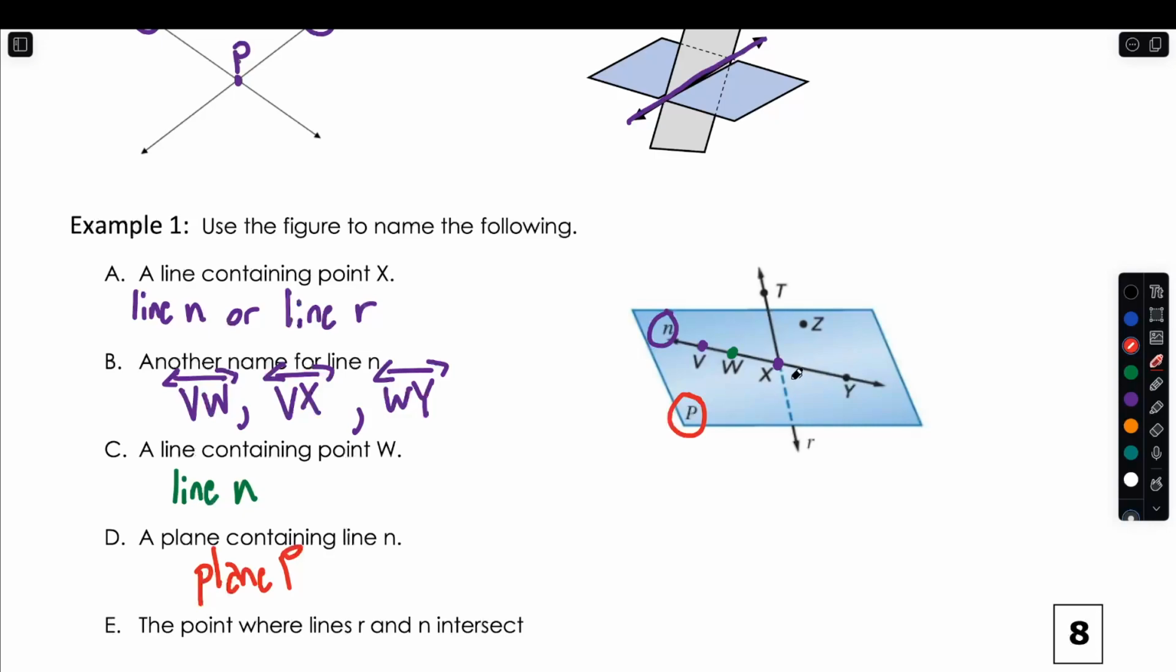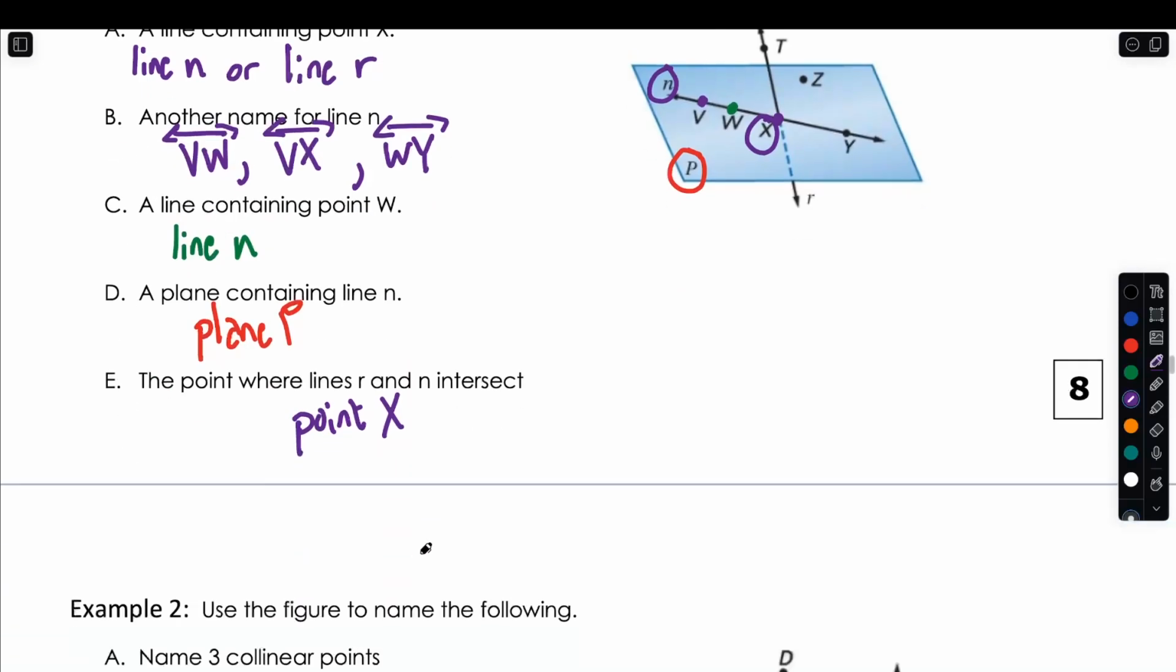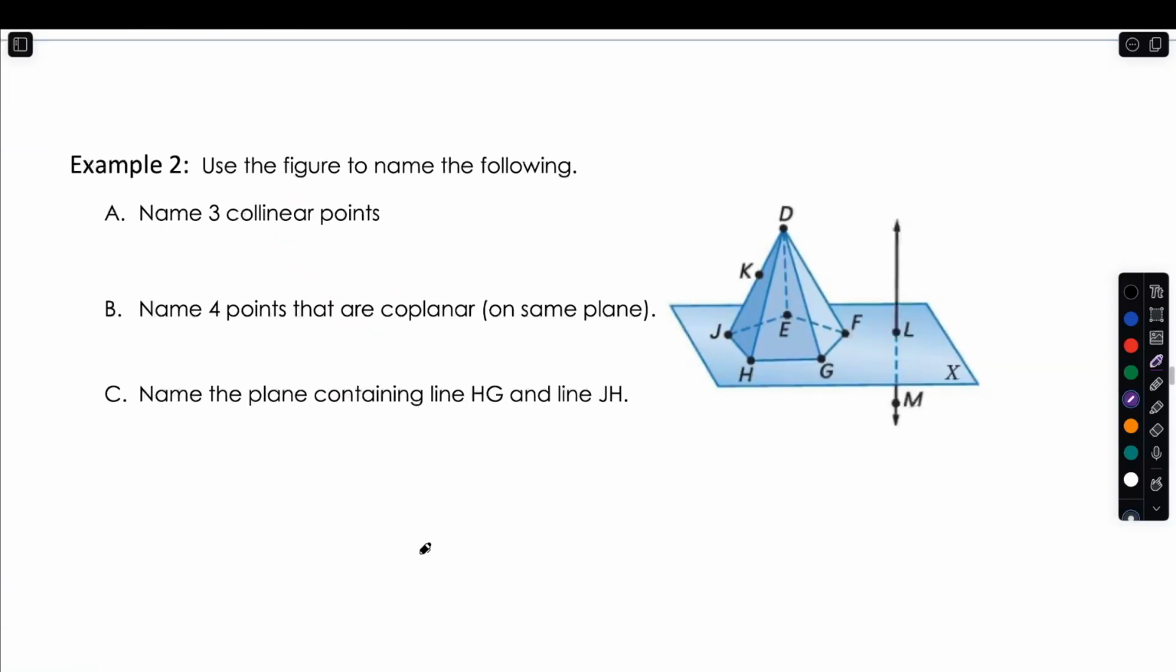Last one for example number 1, the point where lines R and N intersect. We have already found that. That would be point X. So point X is the answer to part E. Last example on the back of your page.